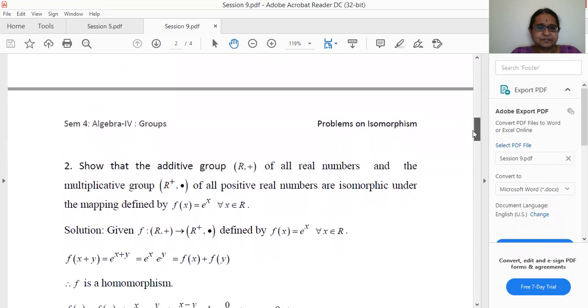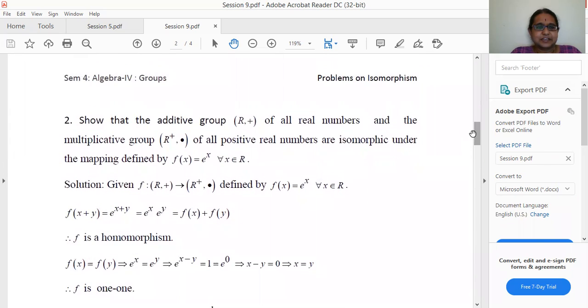Coming to the second problem: show that the additive group R, plus of all real numbers and the multiplicative group R plus, dot of all positive real numbers are isomorphic under the mapping defined by f of x is equal to e power x for all x belonging to R. So here in this problem, f is a mapping from R, plus, where R is the set of all real numbers. That is, it can be either positive or negative. And the codomain is R plus, dot. R plus is the set of only positive real numbers. And here multiplication is the binary operation.